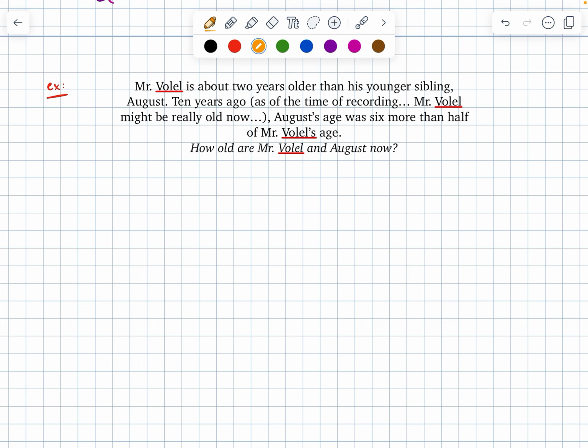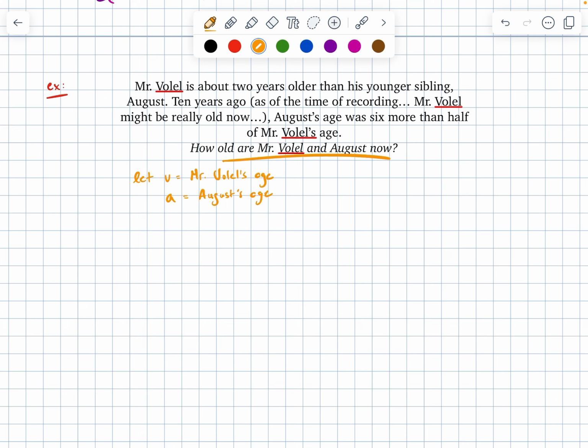Alrighty, let's get to it. I need to start by defining my variables. I know that I want to keep track of my age and my sibling's age. So I'm going to define the variable v to keep track of my age because my last name starts with a v. And then I'll use A to represent August's age.